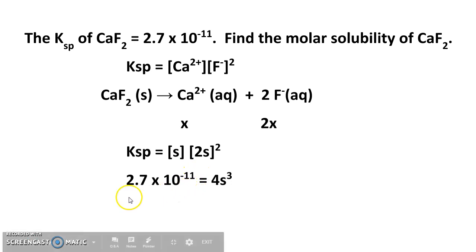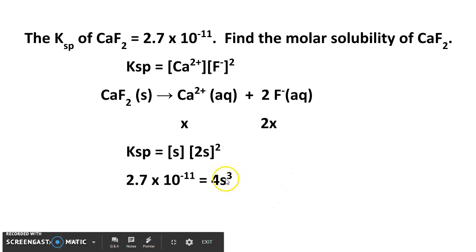So mathematically, that turns out to be 4s cubed because the 2 is squared and you have the s squared term. So to solve for this one, you are going to be dividing by 4. And once you divide by 4, you're going to take the cube root. So what you will get is 1.9 times 10 to the negative 4th molarity for your calcium.